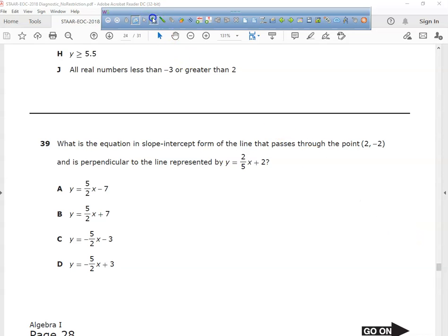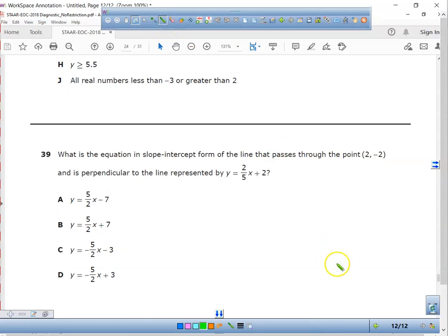Okay, guys. When you guys read this problem, it says, what is the equation in slope-intercept form of a line that passes through this point and is perpendicular? Now, I'm not going to write the word perpendicular. I'm going to make a little upside down T. This is the symbol for perpendicular. All right. And does everybody see this slope right here?